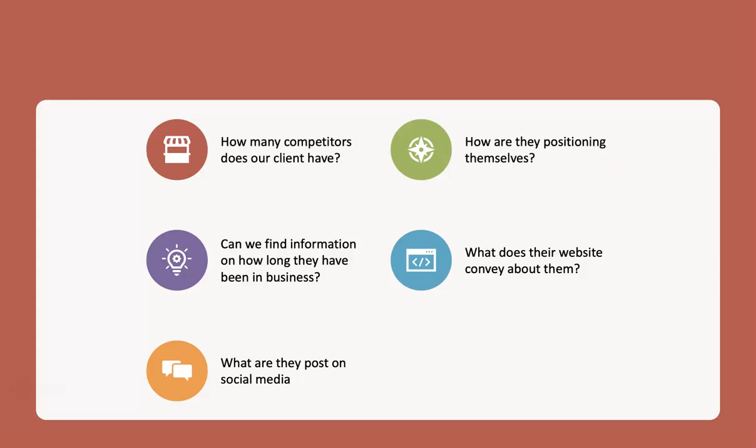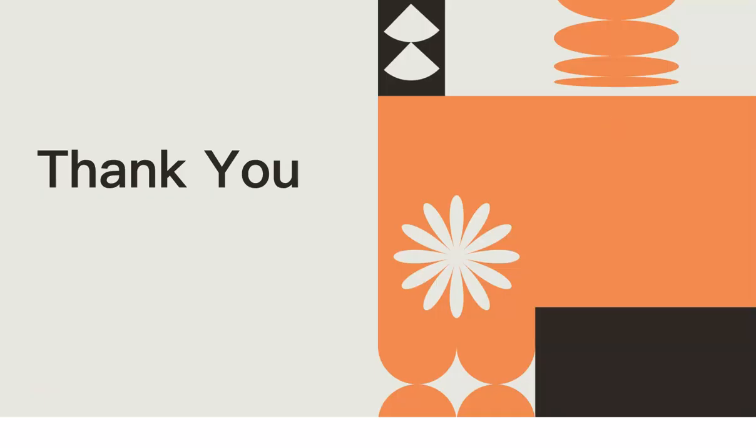So here is our checklist. First, look at the number of competitors you found. How many competitors does our client really have? Is it a crowded marketplace, or is there not a lot of competition? Can we find out information on how long these competitors have been in business? What do they post? What are they posting on social media? How are they positioning themselves? And what does their website convey about them? They often give away a lot of information on these online channels.